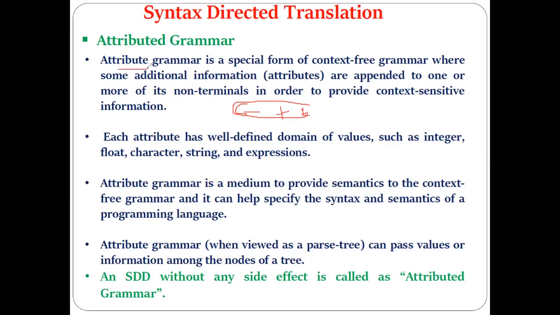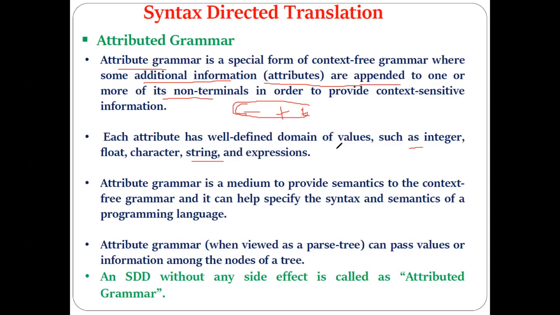Let's see. Attributed grammar is nothing but a special form of CFG, and to that context-free grammar, the original grammar, we add some additional information. That additional information is nothing but what? We are adding some attributes. We are appending those attributes to the different non-terminal symbols present in the original grammar, and each attribute has well-defined domains of values. As I said, we have to compute the values of attributes, and that can be an integer, float, character, string, expression, etc. So why do we have to utilize the attributed grammar, or as I said, the syntax directed definition, which we can also call attributed grammar?